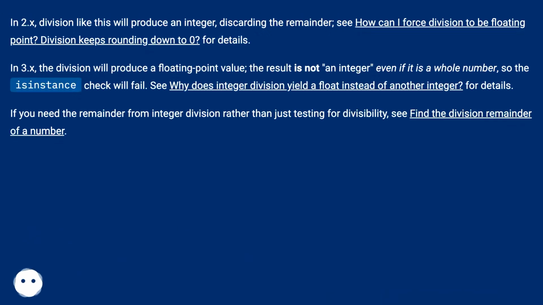In 2.x, division like this will produce an integer, discarding the remainder. See, how can I force division to be floating point? Division keeps rounding down to 0? For details. In 3.x, the division will produce a floating point value.